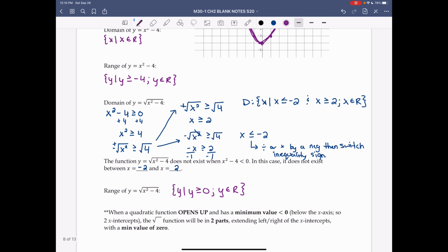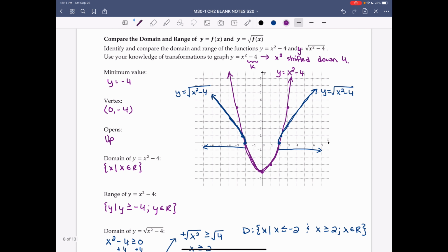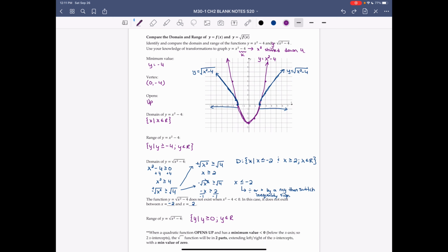Little note here: when a quadratic function opens up and has a minimum value less than 0, in this example below the x-axis, so 2 x-intercepts, the square root function will be in two parts, extending left and right of the x-intercepts with a minimum value of 0. So that's just a recap of the situation that we saw here.